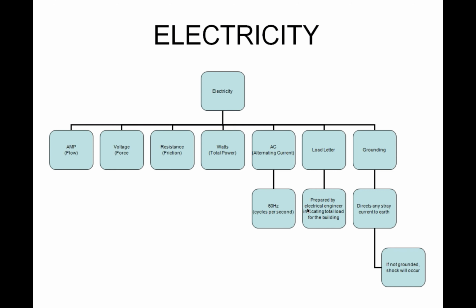Watts are your total power. You might be familiar with that term from when you purchase light bulbs, and you know that the higher the watt number, the brighter the bulb is. That's the amount of power that goes into that bulb. So if it's rated for 100 watts, it can take a lot more power and it'll emit a brighter light.